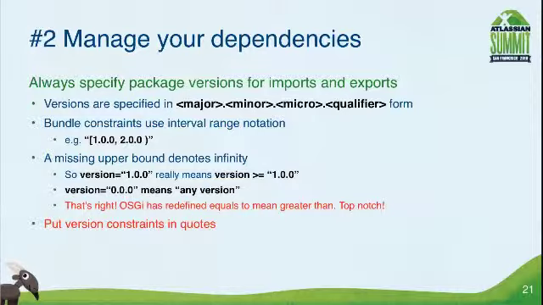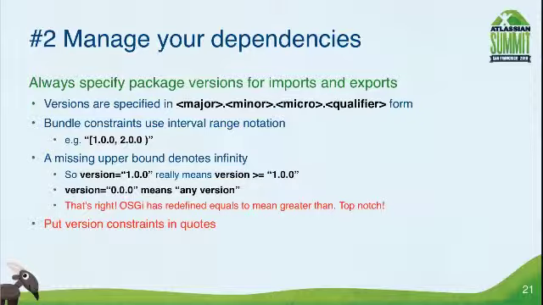Versions are actually specified in major, minor, micro, qualifier form with dots separating them. The first three, major, minor, micro, are all numeric, and the last is alphanumeric. It's just an arbitrary string. And these are ordered the way you would expect them to be ordered. They're numeric, and then the qualifier is sorted lexicographically.